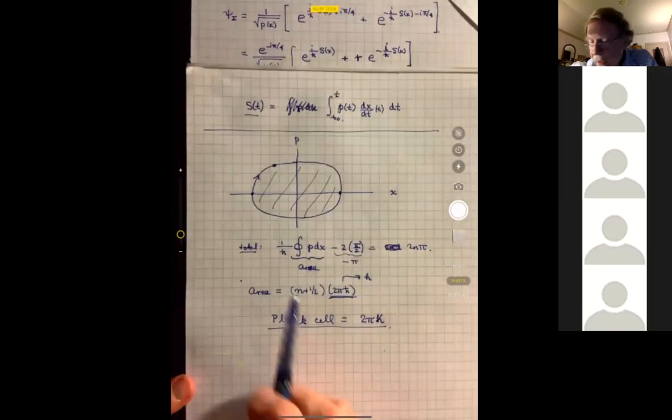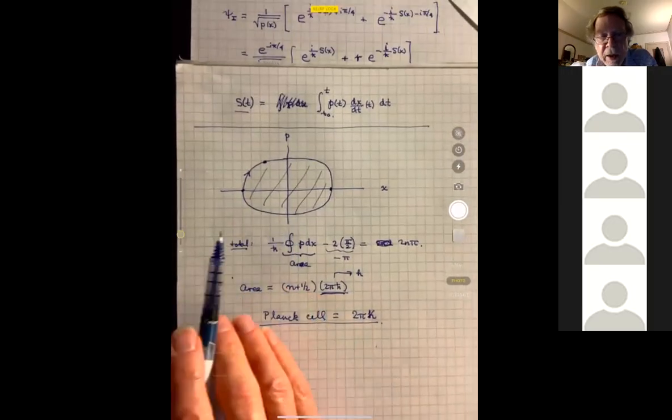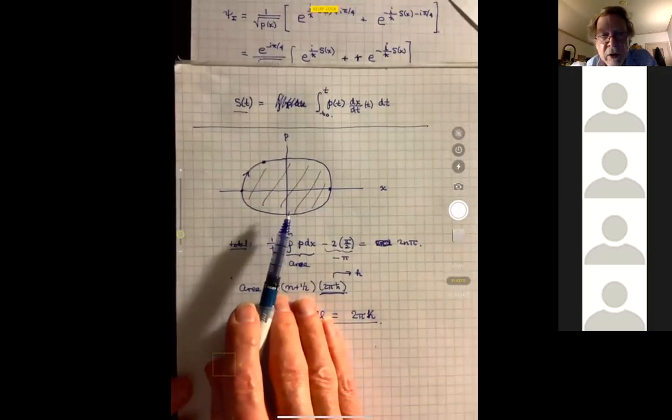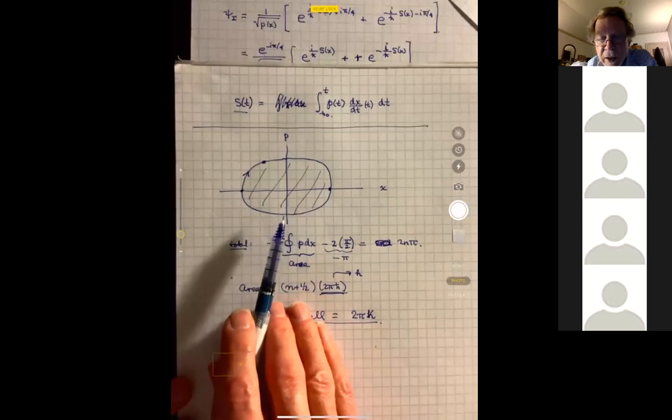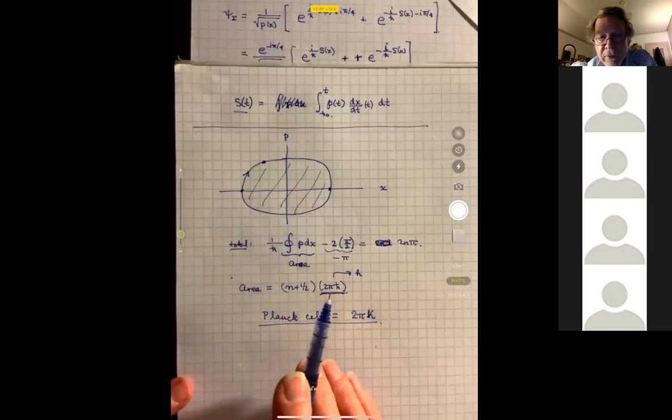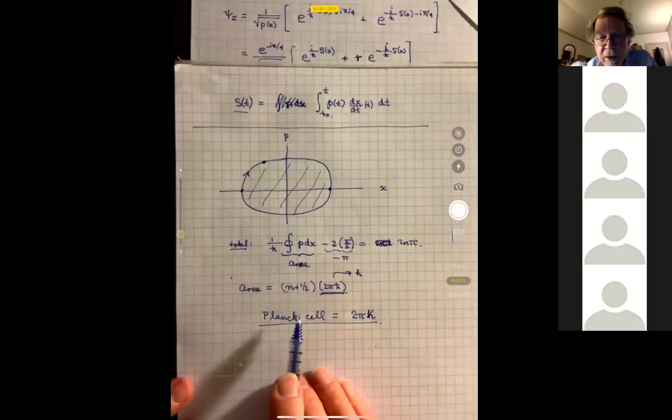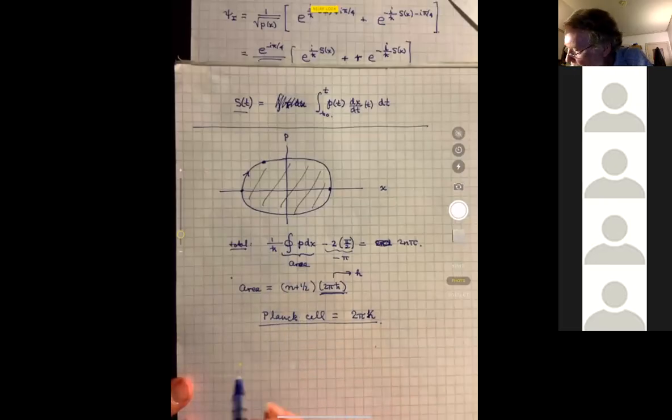And so we're getting a quantization condition, and you can speak of quantized orbits. Those are the orbits that give you the quantization condition. The orbits have an area which is n plus 1/2 times a Planck cell. All right.